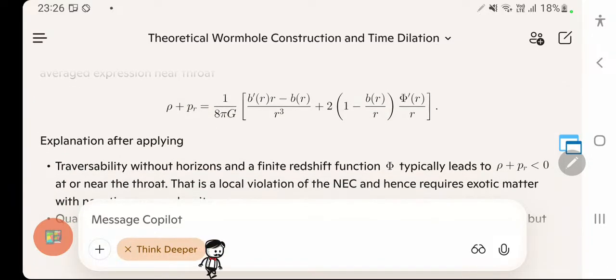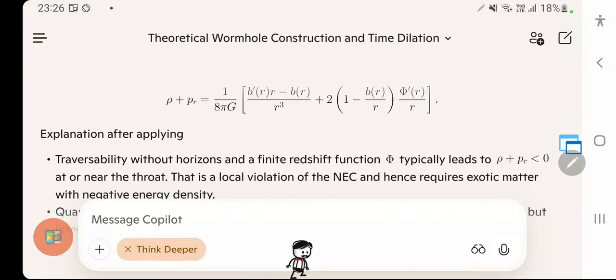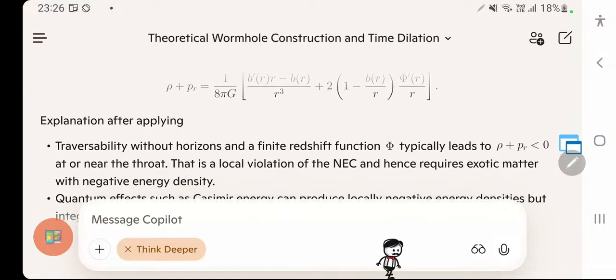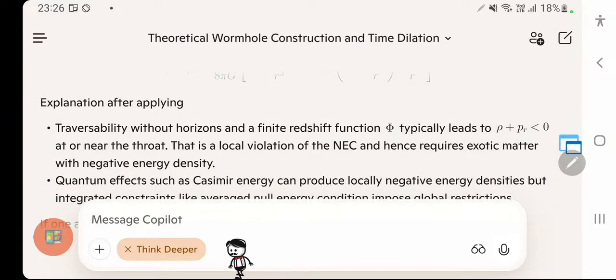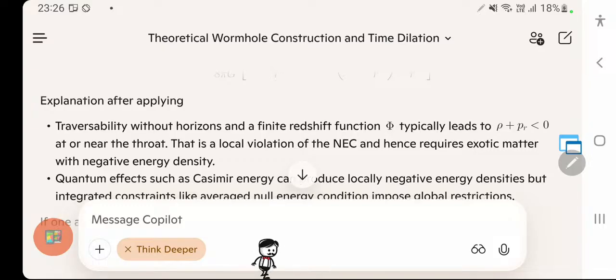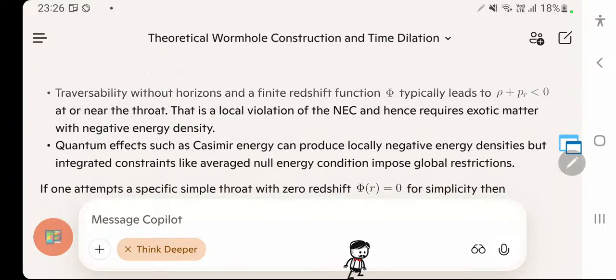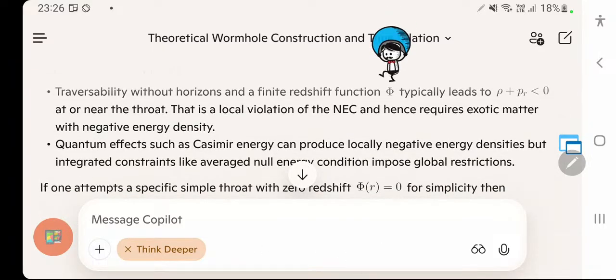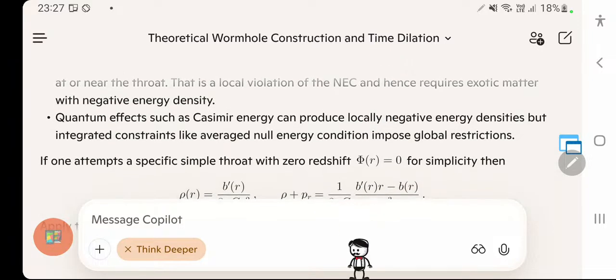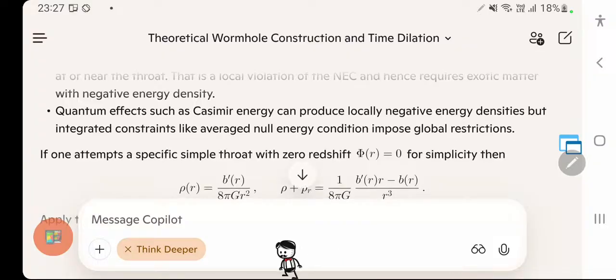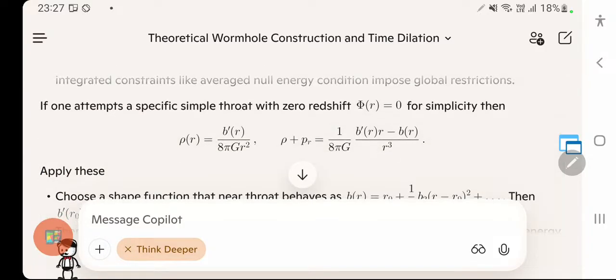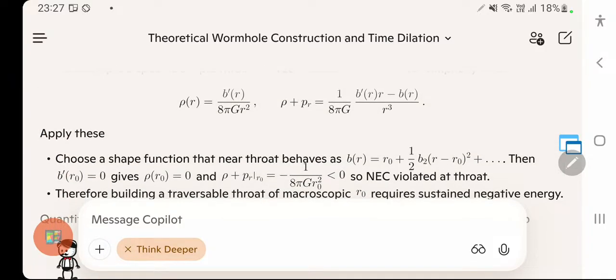Explanation of applying: traversability without horizons and a finite redshift function typically leads to that, at or near the throat. That is a local violation of the NEC and hence requires exotic matter with negative energy density. Quantum effects such as the Casimir effect can produce locally negative energy densities, but integrated constraints like the averaged null energy condition impose global restrictions. If one attempts a specific simple throat with zero redshift for simplicity, then apply these.